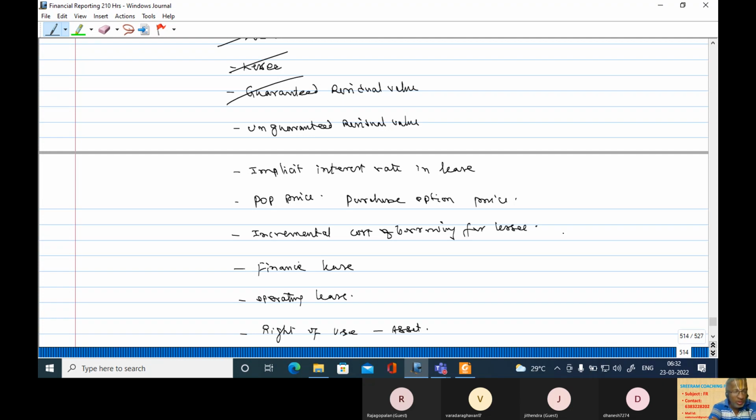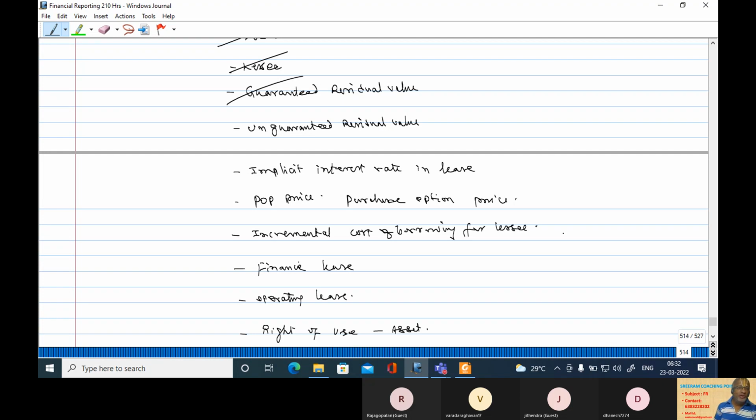So now, getting back to incremental cost of borrowing for lessee. What do you mean by that? In case the interest rate implicit in the lease is missing or not ascertainable in the problem that is given, then you have got to take up incremental cost of borrowing for lessee for discounting purposes. So wherever you have got to take up the present value factor, either take up the interest rate implicit in the lease, that is the first rank. If that is not available, then you have got to take up incremental cost of borrowing.